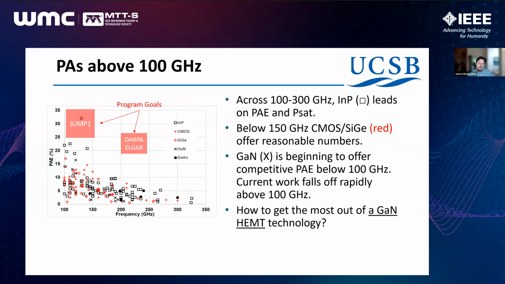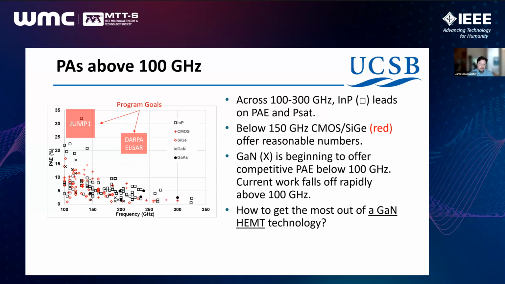So when you look at the literature, and I apologize, this might be a couple years old, but when you look at the literature on PAE above 100 gigahertz, and you look at all these different device technologies, even though we've seen that gallium nitride might have a relatively high power density, its PAE is relatively low compared to indium phosphide. Again, with the idea that that's probably because indium phosphide is a little easier to match to at lower power levels.